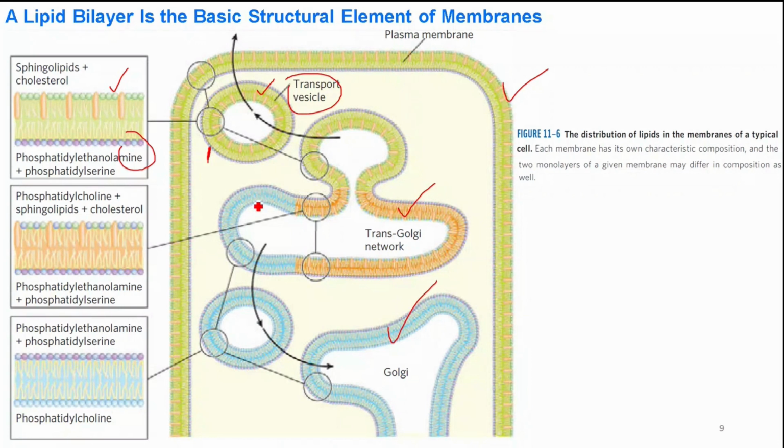And we can see the Golgi is containing this much composition. Its inner part is containing predominantly phosphatidylcholine plus sphingolipids plus cholesterol, but the outer one is containing phosphatidylethanolamine plus phosphatidylserine. So we are right now talking about the composition of the biological membrane. We have not studied anything in detail, only the composition we are studying right now.